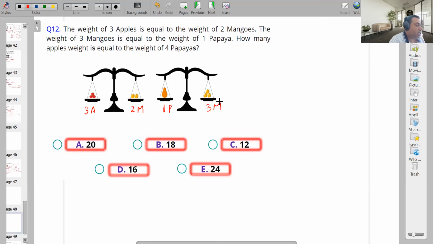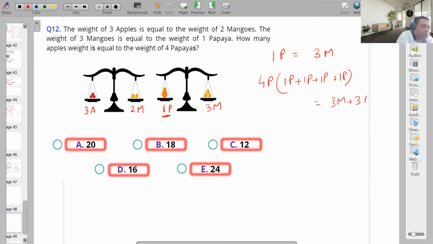So the question is asking how many apples' weight is equal to the weight of 4 papayas. So we have 1 papaya here. If we make it 4 papayas, so 1 papaya is equal to 3 mangoes. So 4 papayas is equal to 1 papaya plus 1 papaya plus 1 papaya plus 1 papaya, which will be equal to 3 mangoes plus 3 mangoes plus 3 mangoes plus 3 mangoes, and that will be equal to 12 mangoes, right?